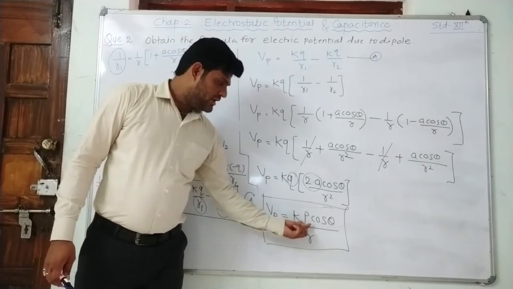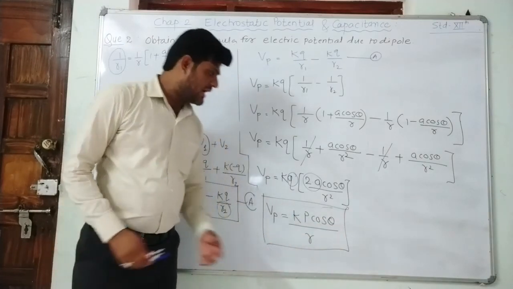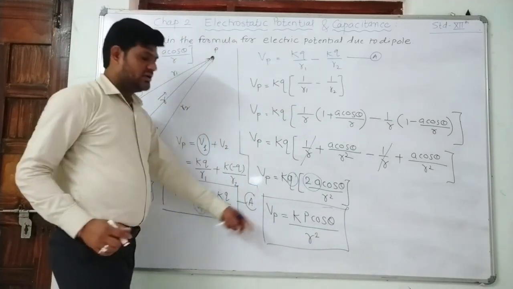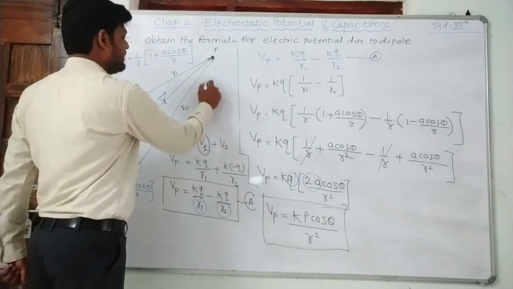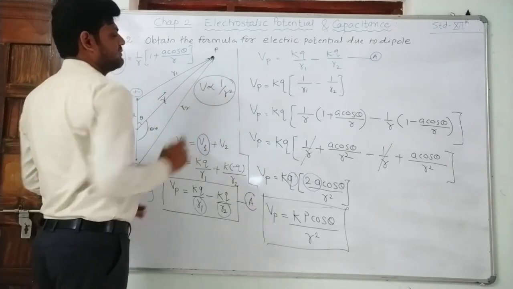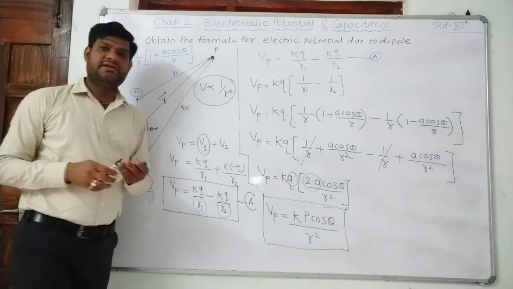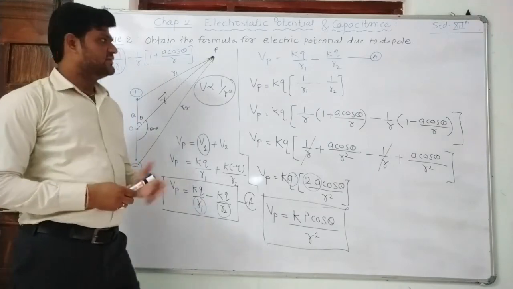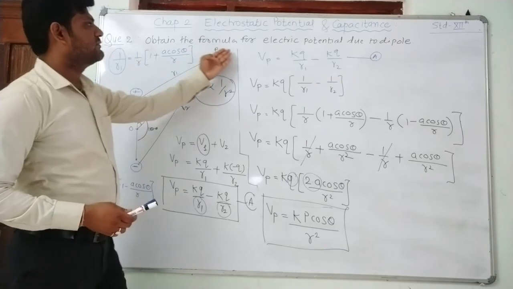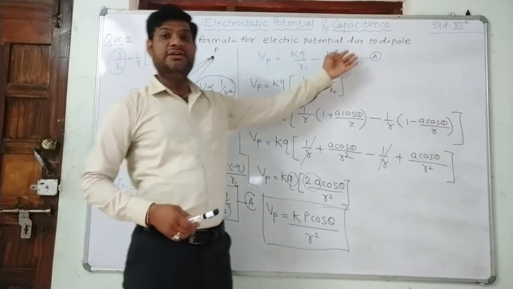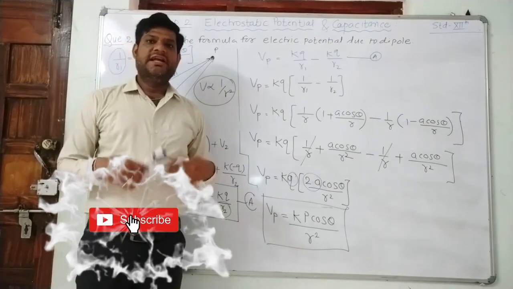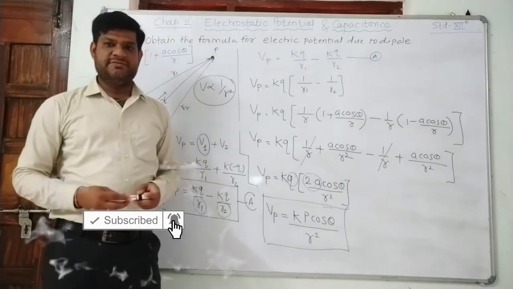So Vp equals KP cos theta by R square. The potential due to the dipole varies as 1 by R square, inversely proportional to R square. Correct? So this was the answer to the question: obtain the formula for electrostatic potential due to the dipole. Correct? So in the next video we will see the next expression. Thank you.